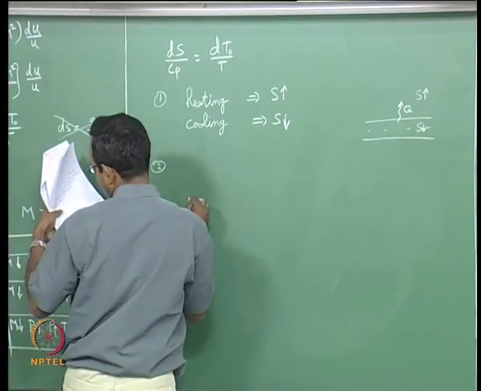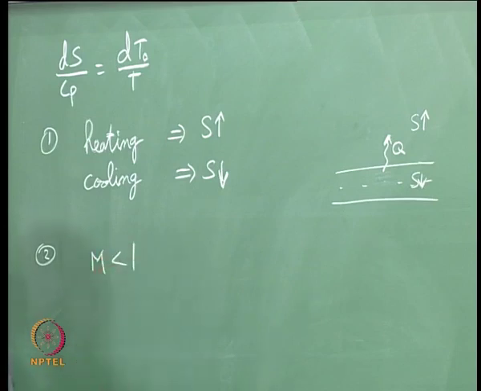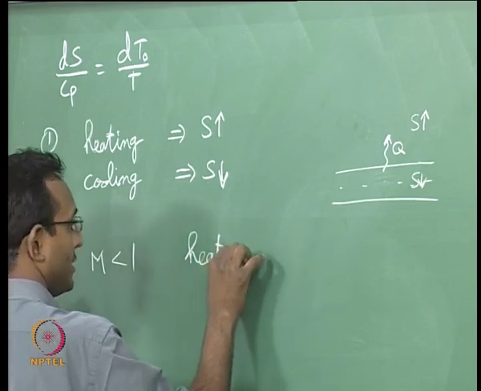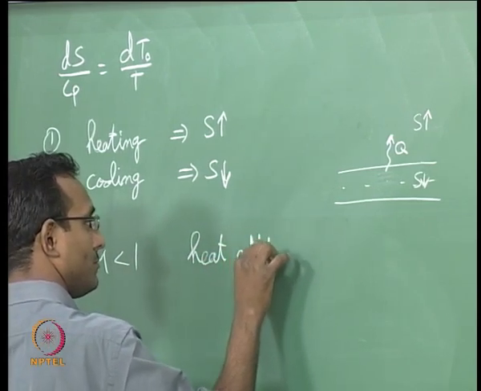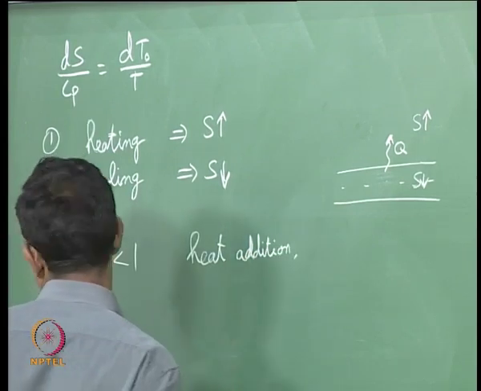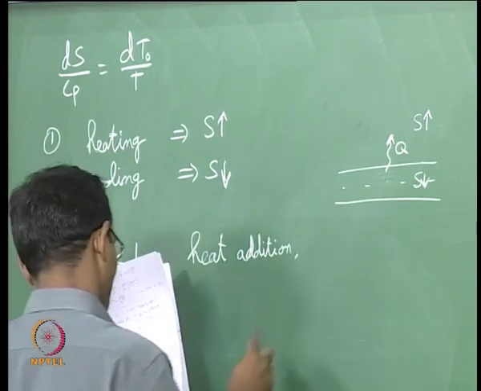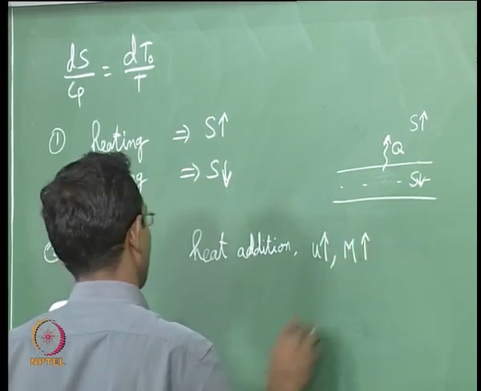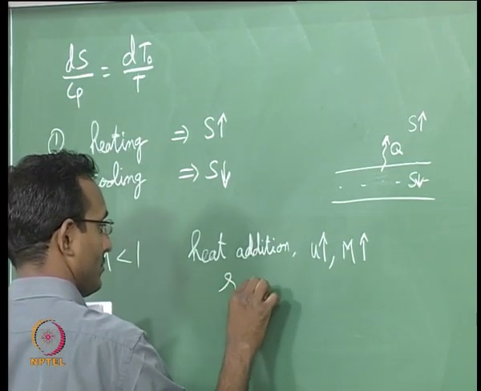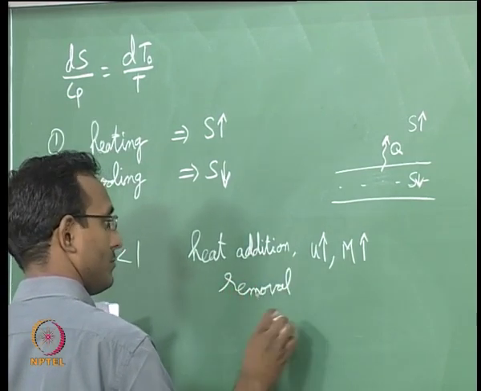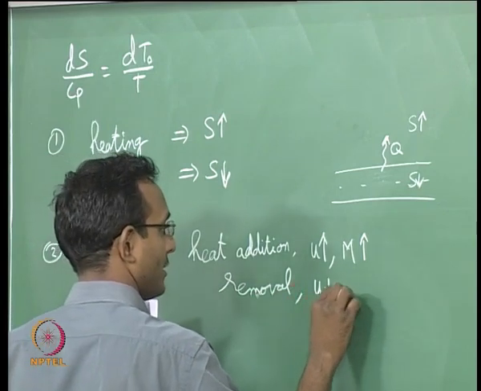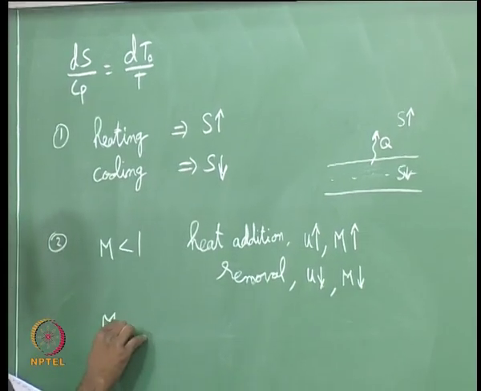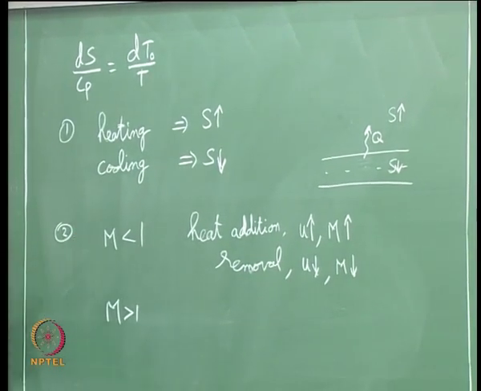Next main point I want to say, m less than 1, heat addition: I am going to have velocity increasing, Mach number increasing. Heat removal: velocity decreases, Mach number decreases. Now I will put m greater than 1. Okay, by the way, these are observations from this table.